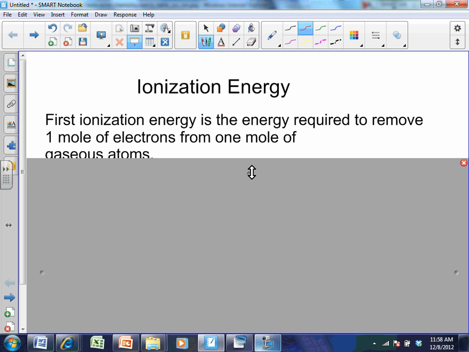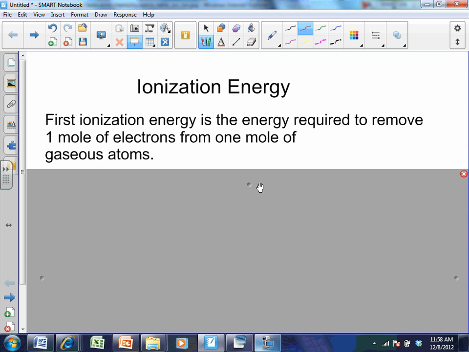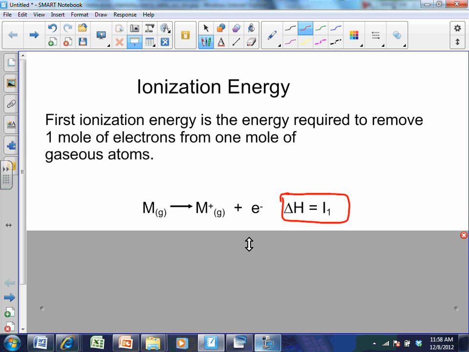So the first ionization energy is defined as the energy required to remove 1 mole of electrons from 1 mole of gaseous atoms. It's this process: the element M in the gaseous state becomes an M+ ion in the gaseous state, and in the process it's lost an electron. The energy change is the first ionization energy, I1. That value will be more if the element M holds on to its electrons more tightly than if it holds on to them not so much.